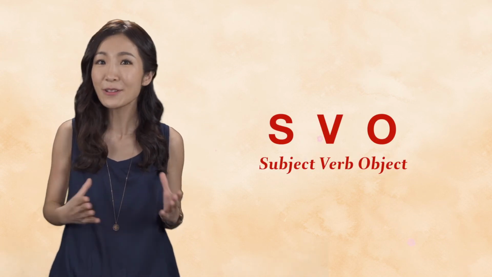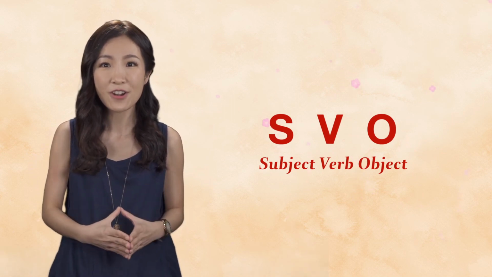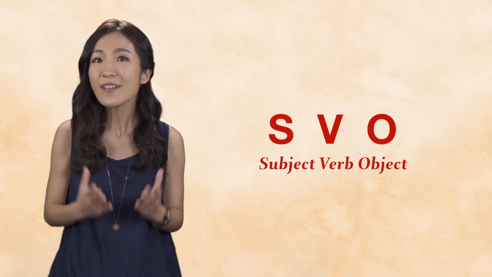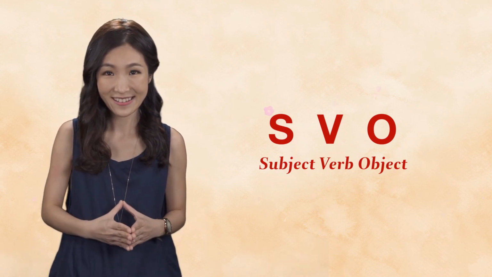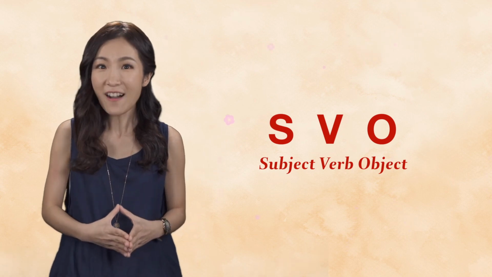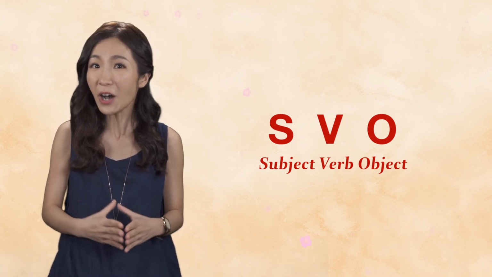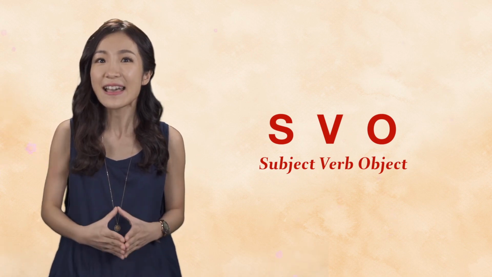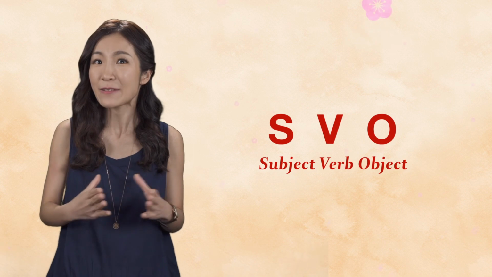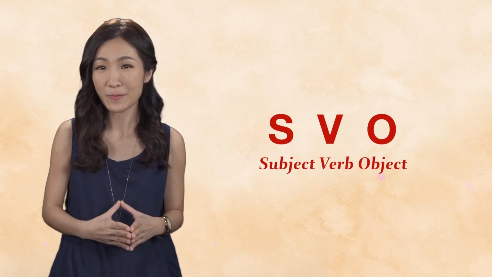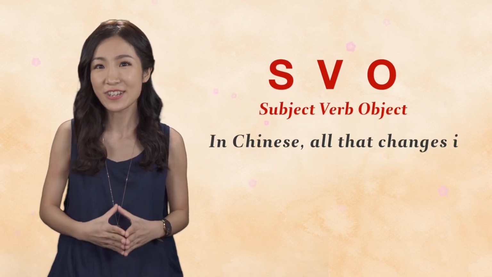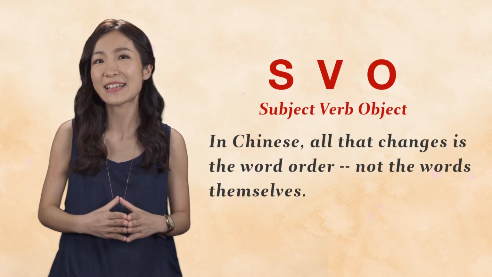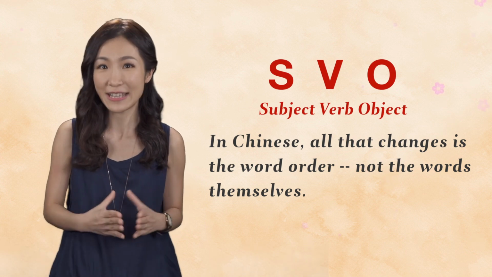Of course, as we learned in step 3, Chinese words themselves don't change based on whether they are the subject or the object. That's why the 我 in the sentences above is always just 我, unlike in English, where "I" is the subject form and "me" is the object form. In Chinese, all that changes is the word order, not the words themselves. Chinese is really simpler than English in some ways.